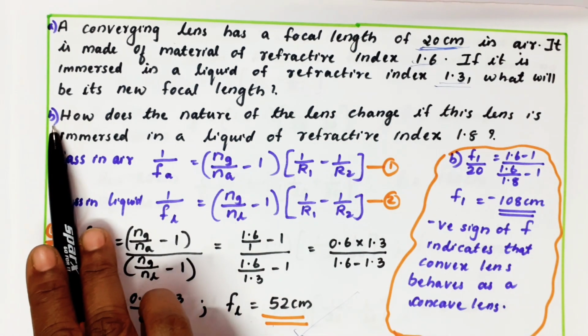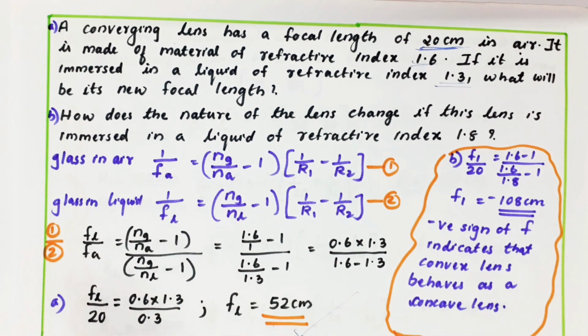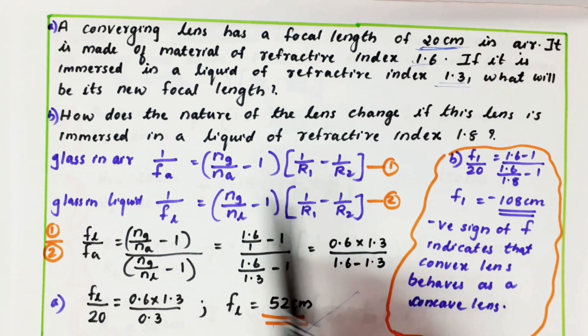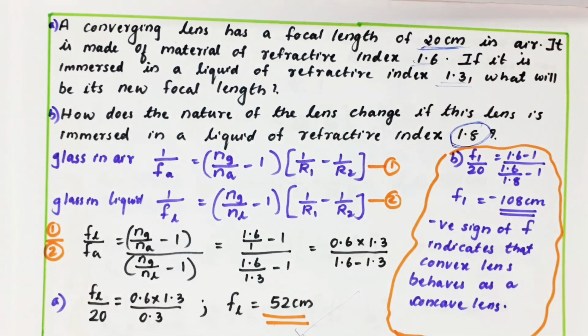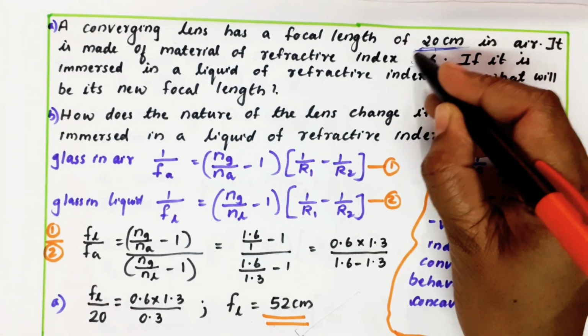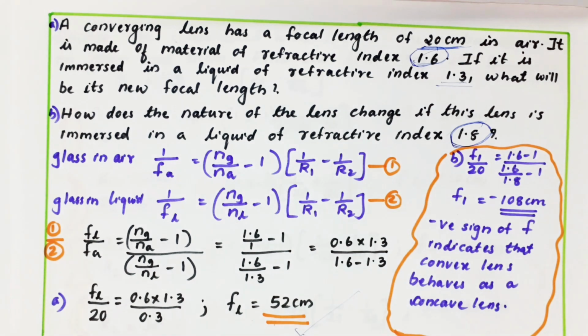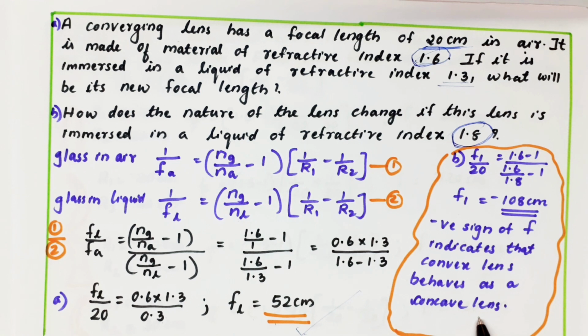Then see the second bit. In the previous video I told you, a converging lens can show a diverging nature when the converging lens is immersed in a medium of greater refractive index. Now if you see, they are asking you immersed in liquid of refractive index 1.8. What is the refractive index of the glass here? 1.6. So shortcut I am telling, 1.8 is greater, so it shows the reverse nature only. So we can tell that convex lens behaves as a concave lens.